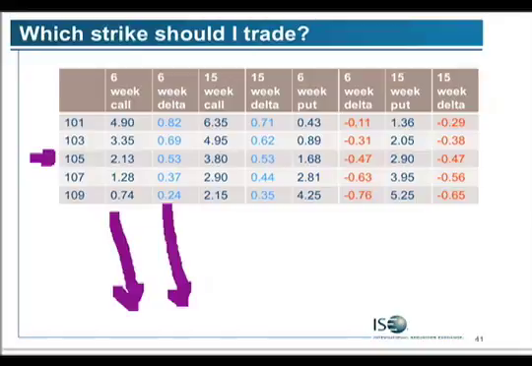Now, if it's going to 110, I might say, oh, the 105 is nice because I'm risking 213 to make 287. Lots of different ways to look at it.